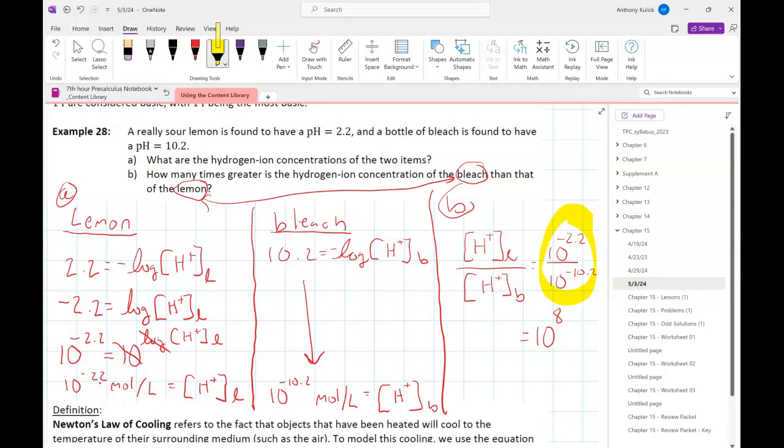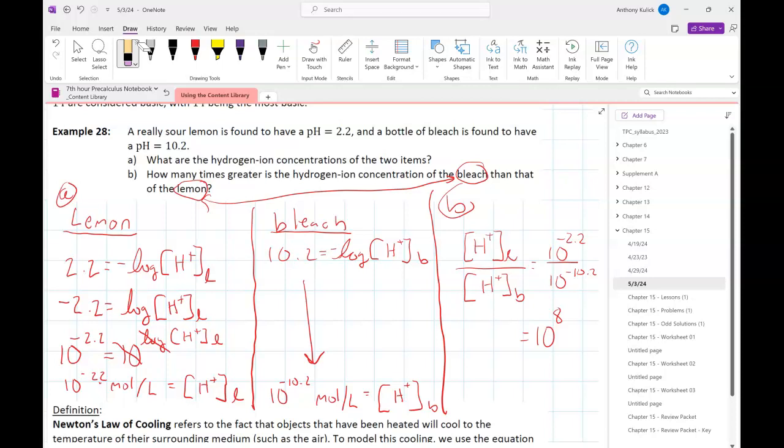Whatever that is, negative 2.2 minus... You already put it there. Yeah, because no one was answering. Is it because you subtract that? Yes. That's all we did. So 10 to the 8th, what is that? That is like 100 million? 8 zeros is 100 million? It's a lot more hydrogen ions in the lemon than the bleach. Like a lot.